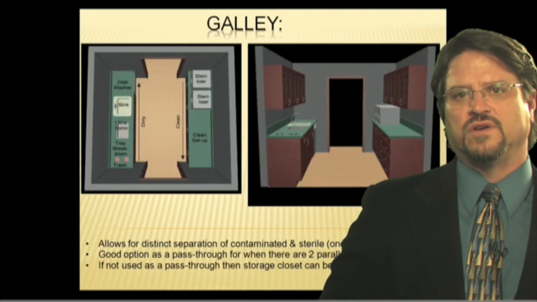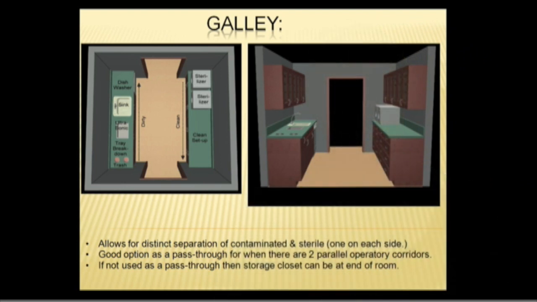This is a graphic showing a galley-type sterilization. It allows for a distinct separation of contaminated and sterile, one on each side. It is a good option for a pass-through when there are 2 parallel operatory corridors. If not used as a pass-through, then a storage closet can be at the end of the room.